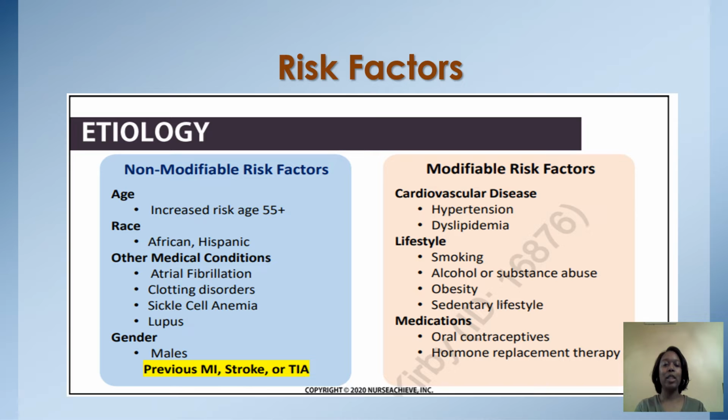Medical conditions such as AFib, clotting disorders like hemophilia, sickle cell anemia, lupus, past medical history and family history of MIs, strokes, and TIAs also play a role, as well as gender. Males are more prone to have a CVA prior to the age of 55 than females.